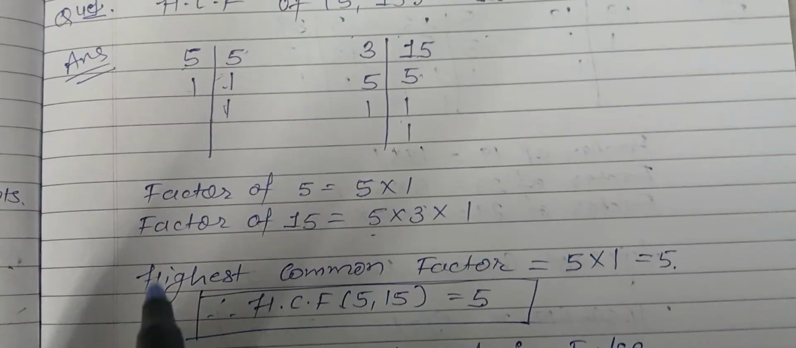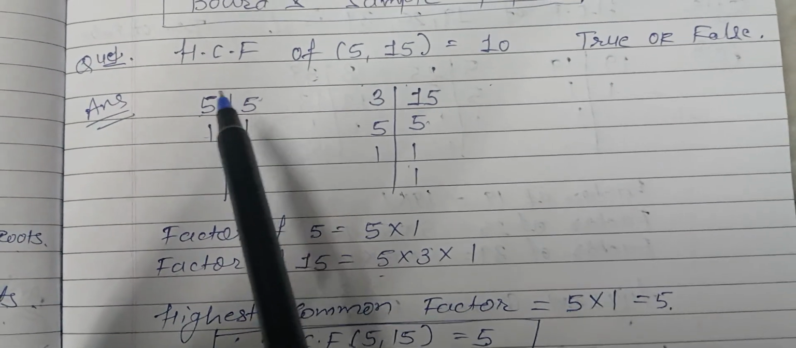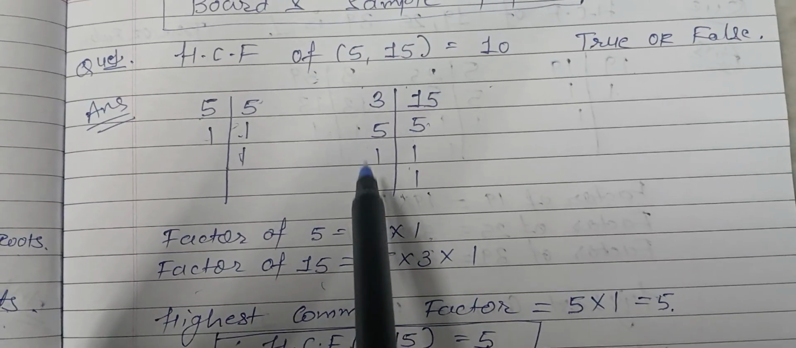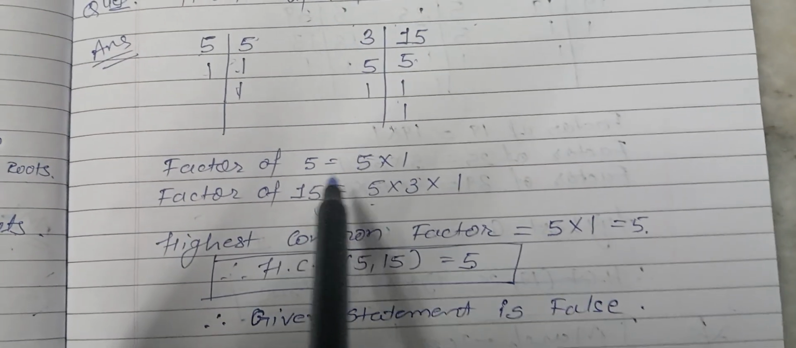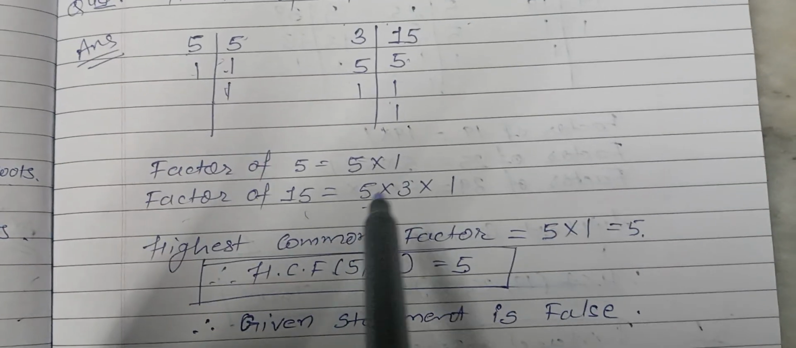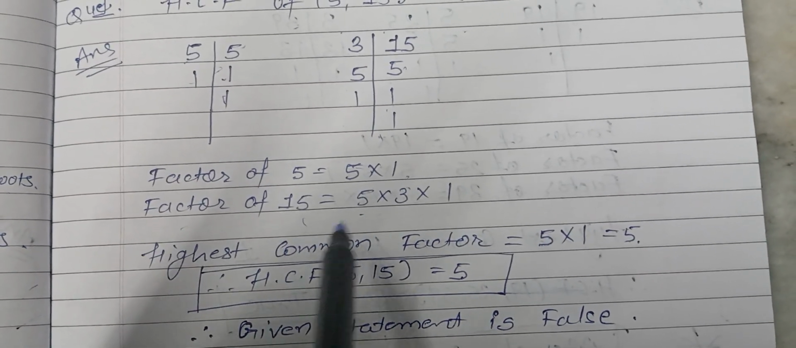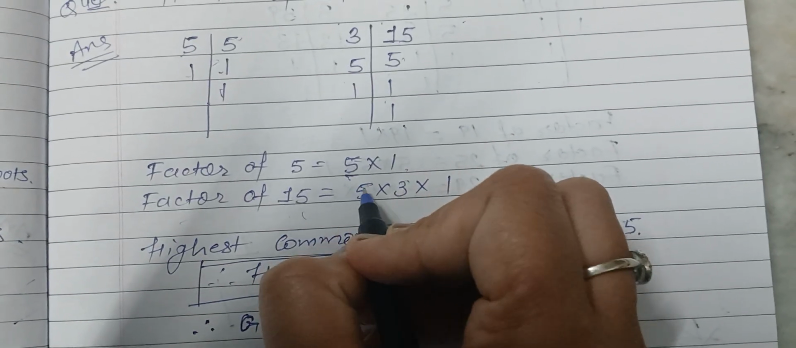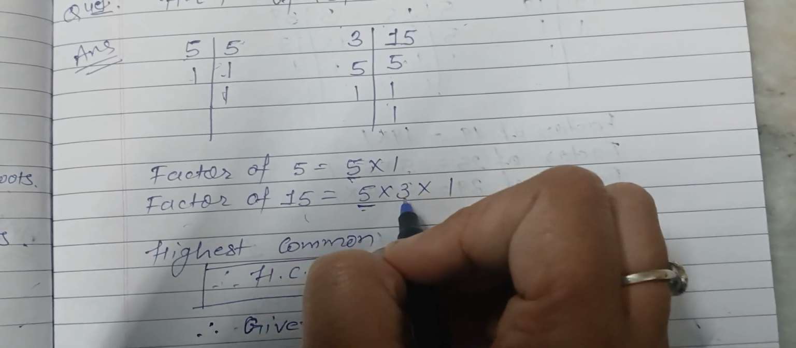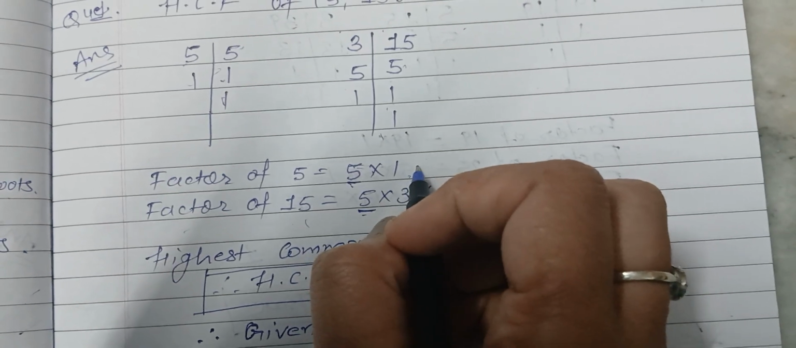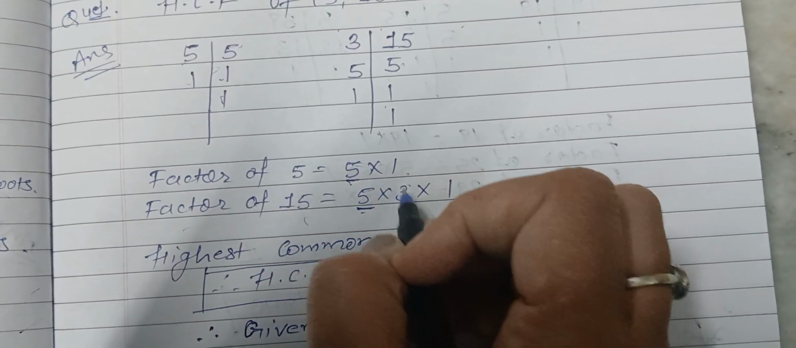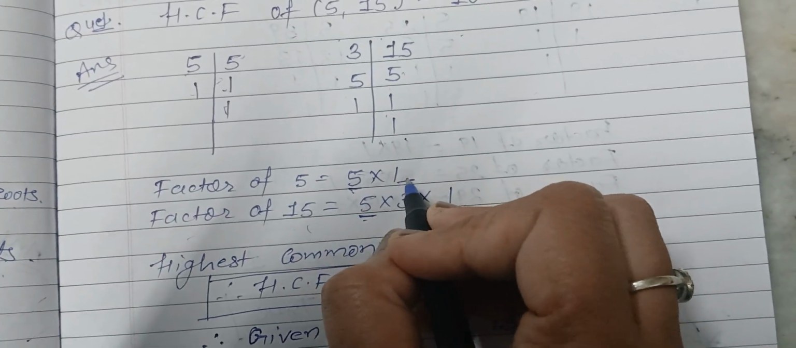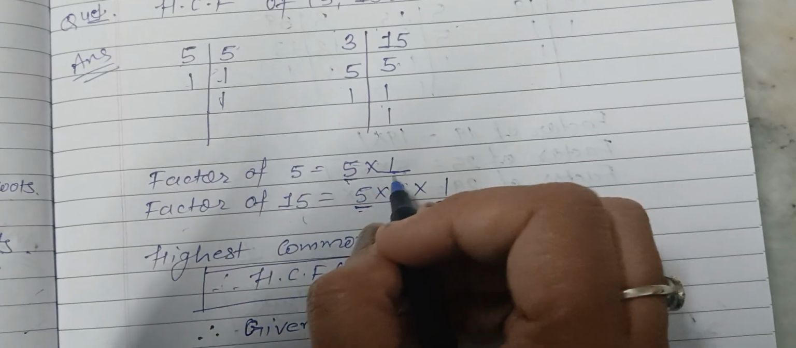1 ones are 1. Therefore, the factors of 5 are 5 into 1, and the factors of 15 are 3 into 5 into 1. These are the factors we have. Now we will see whether we have any common factor. We can check that 5 is common between these two. Here we also have a 3, but the factors of 5 don't have 3, so we cannot consider it. And 1 is here and 1 is also here in the factors of 5.